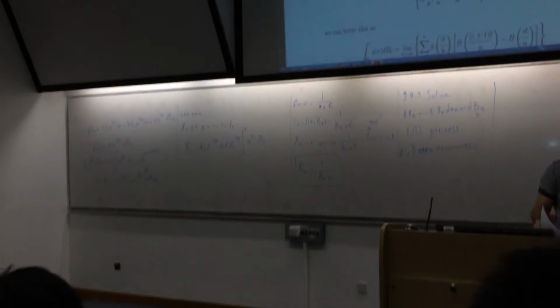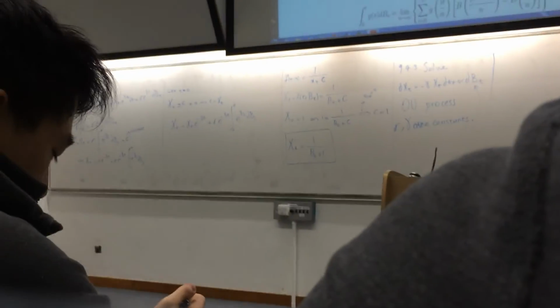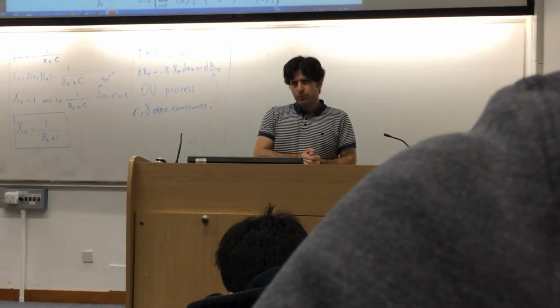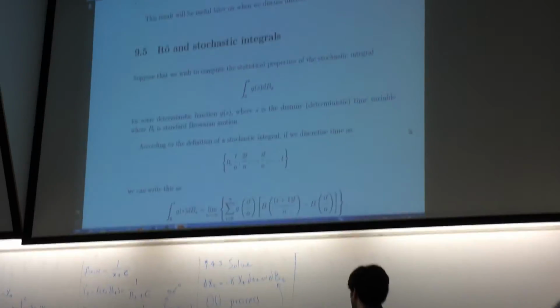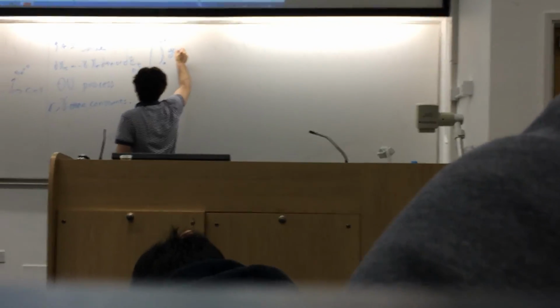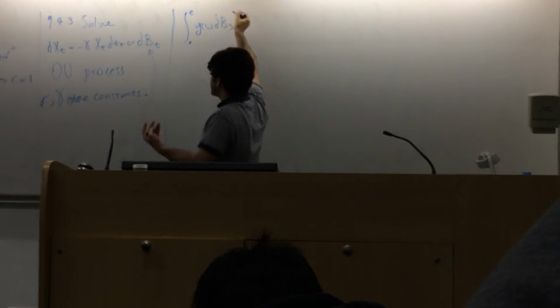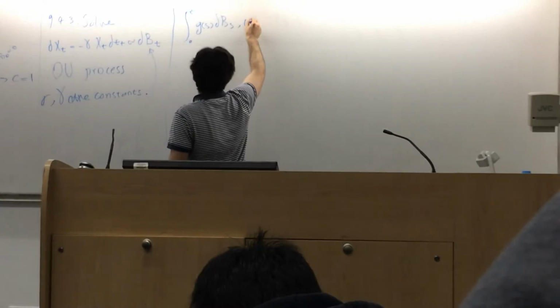All right, so we can move to the next section, 9.5. In this section, there is a very important identity that we call the Ito isometry. And why is this isometry so important? Let's start with this example: what is the distribution of the integral from 0 to t of g(s) dB_s? What is the distribution of this process?